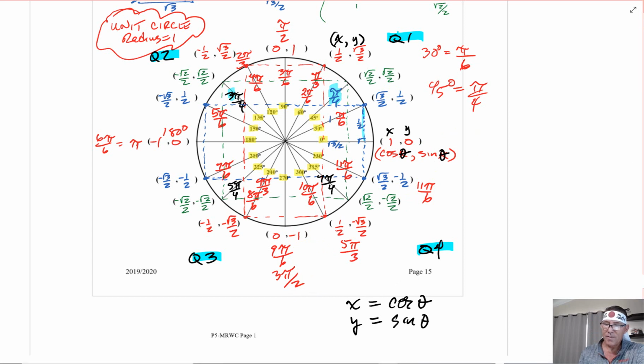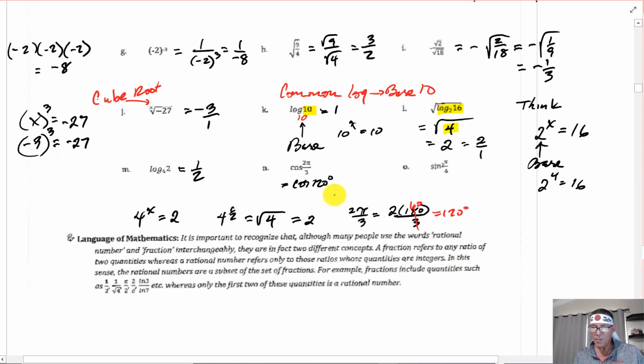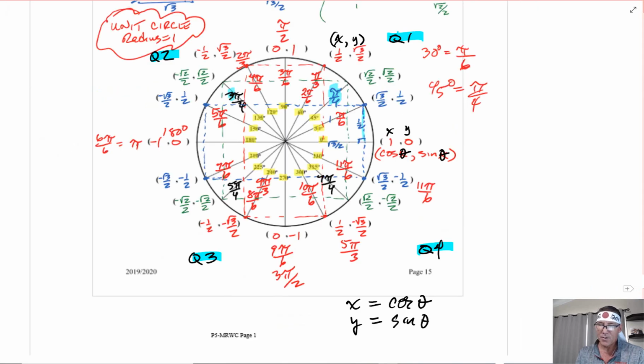Okay, so we want to evaluate, what was it? Let's go back to the problem here. So the cosine of either 2/3 pi or the cosine of 120 degrees. All right, so let's get that value. So we look at the x-coordinates. We find 120 degrees, or 2/3 pi, and we find that it is negative 1/2, because cosine is negative in quadrant 2. All the x values in quadrant 2 are negative. The y values are positive.